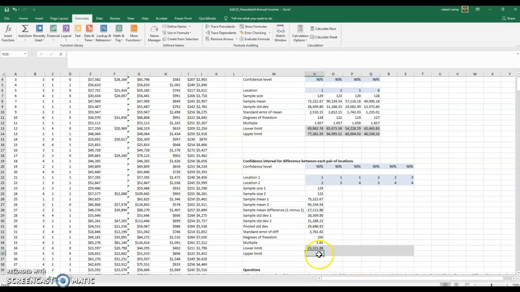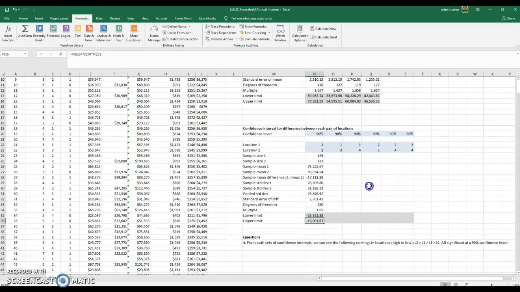Okay, negative 23,000. Then we'll drag that to the upper limit and change the minus to a plus. And so there we go. We have 90% confidence that the difference is going to be between negative 23,000 and negative 10,000. That means the people in location 1 are going to be making less than the people in location 2.